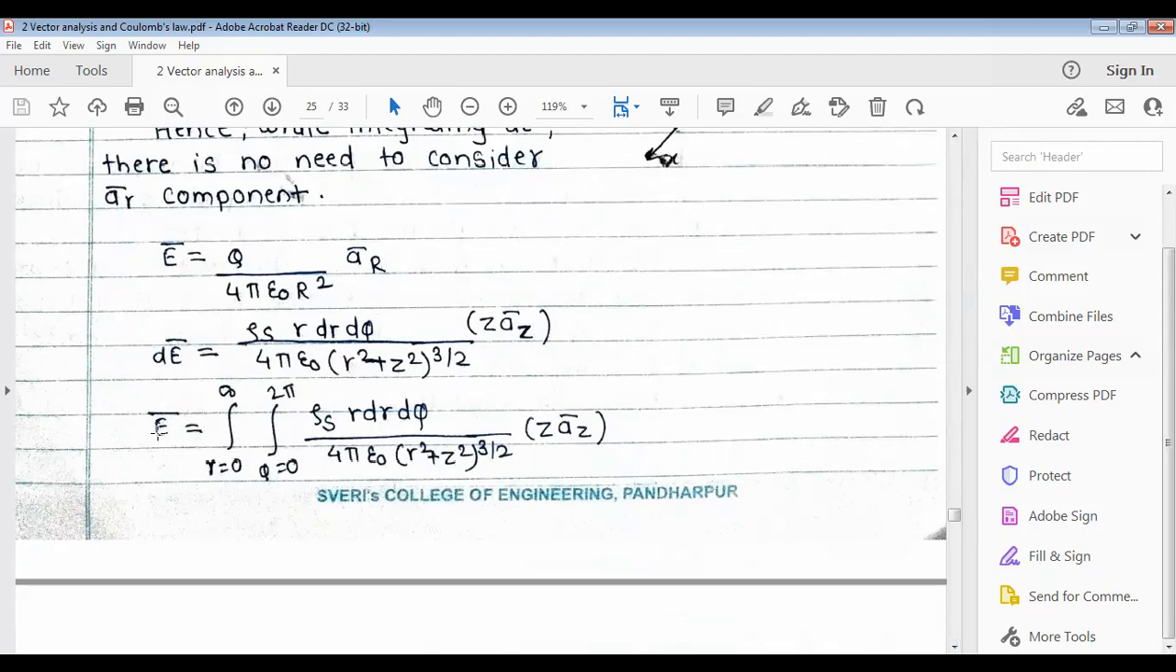So D bar for finding E bar is equal to integration from R, meaning radius. Radius is changing from 0 to infinity, right? Radius does not vary from minus infinity to plus infinity, right? It is varying from 0 to infinity, right?